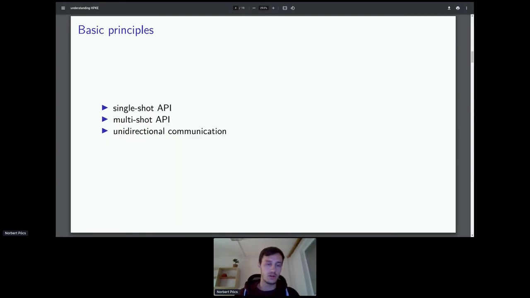The encryption scheme comes with more modes. There is a single shot API, which means there is only one message which can be sent, no more. That's why it's single shot API. So a context is created, one message is sent, and it's closed. Multi-shot API is for multiple messages. I have to state that the message direction is only unidirectional. So the sender can send to the recipient, but not vice versa.